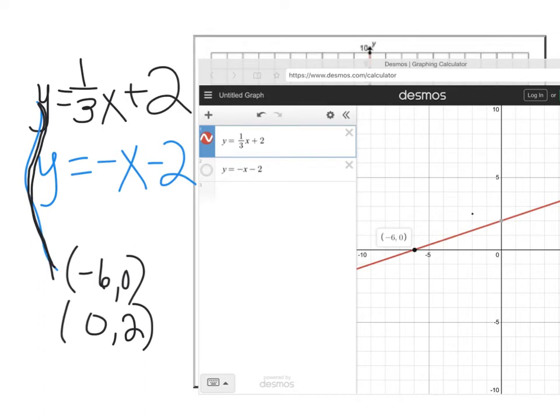Now I'm going to turn the red one off and turn that blue one back on. And I'm going to look for the same thing on the blue one.